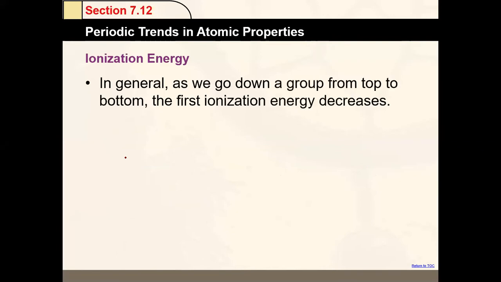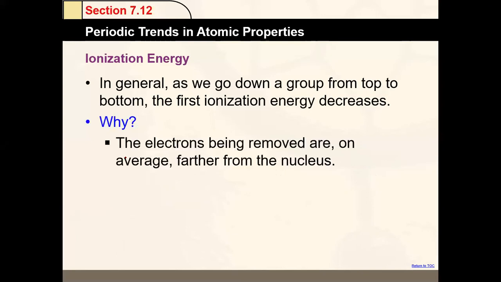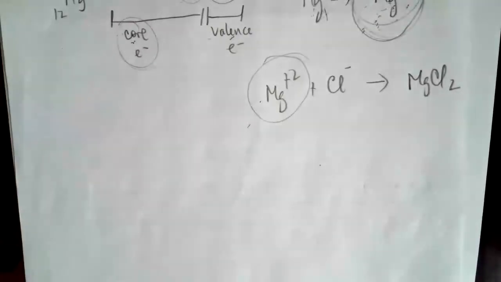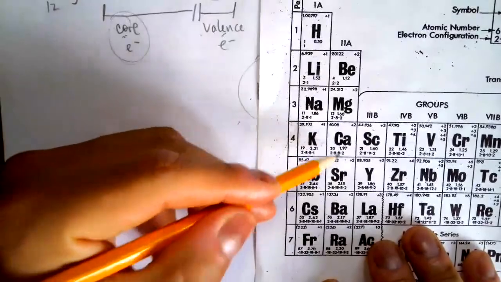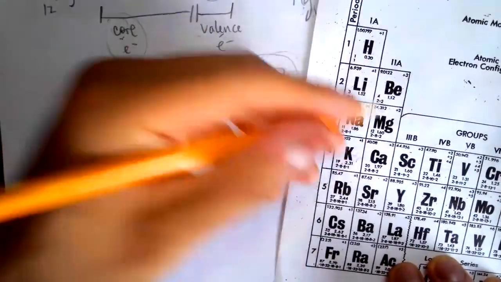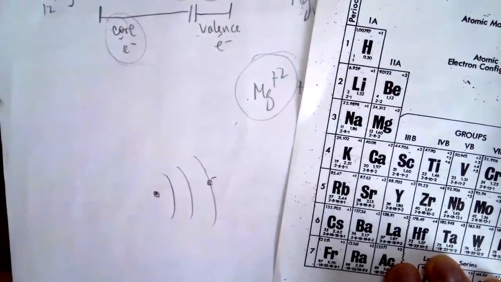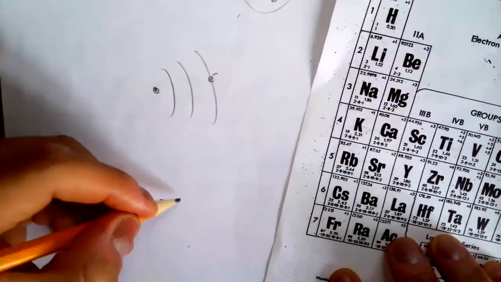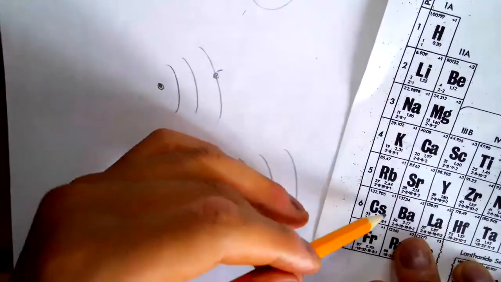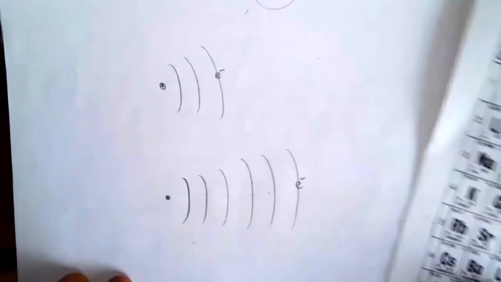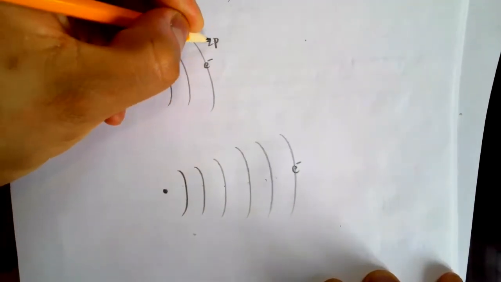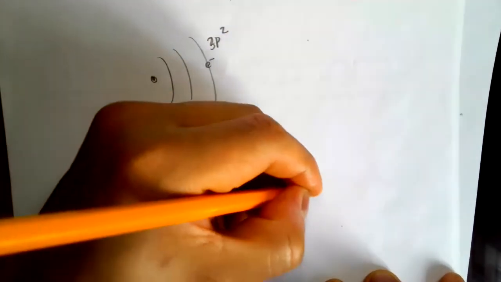In general, as we go down the group, the ionization energy decreases. Why is that? Because the electrons you're removing are farther away from the nucleus. So let's explain that in a diagram. Let's say that we're talking about magnesium, which has atomic number 12, versus barium. So this one is 2p6, 3s2, and this one is 6s2.